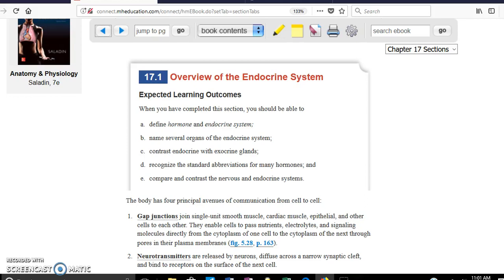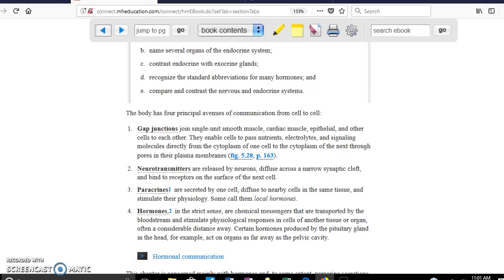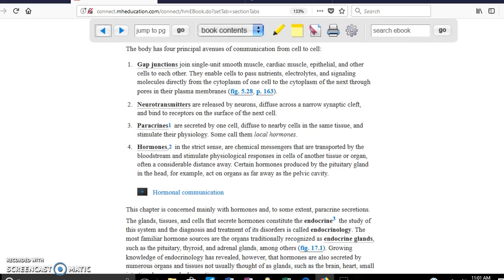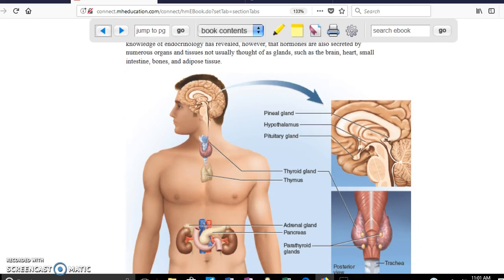Okay, this chapter is the endocrine system, and we're going to see that cells have different ways to communicate with each other, and that's what you see right here. Gap junctions, neurotransmitters in the case of the nerves, paracrines, and hormones. So in this chapter, we need to cover hormones because in the endocrine system, the glands are going to produce hormones. So which ones are the glands that we have in our system?